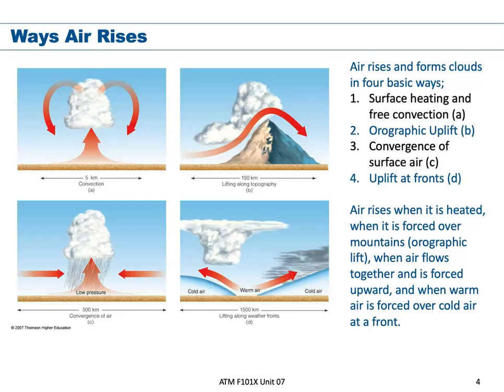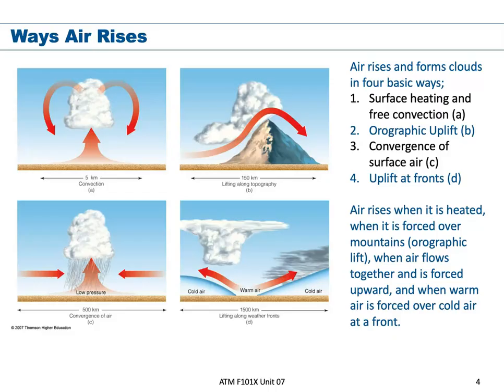In the upper left, we show air rising by convection. The sun heats the ground, and the ground conducts that heat into the air above it. A warm bubble of hot air forms that is less dense than the air around it, and the air rises. Eventually, the air cools and falls back to the ground, and we have a convection cell. In the formation of pop-up cumulus clouds, the horizontal extent of these rising parcels of air is about 5 kilometers.